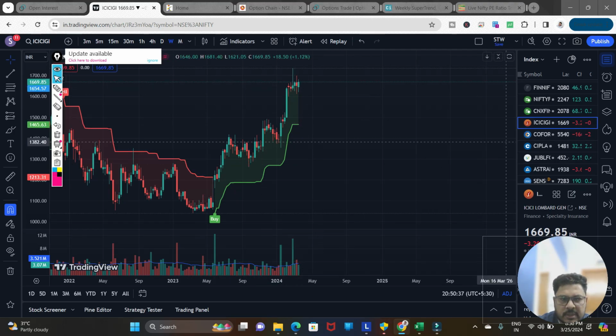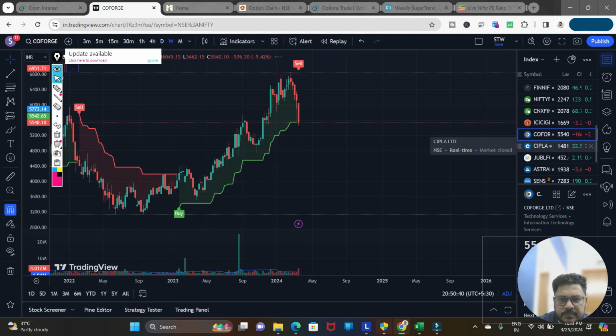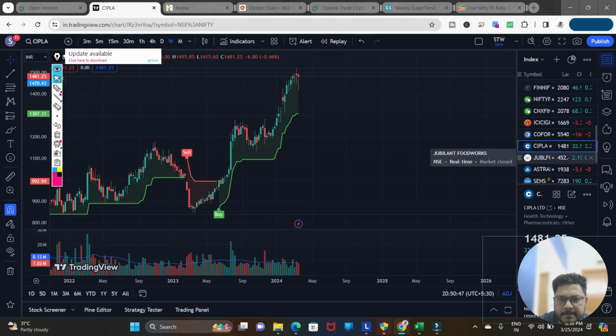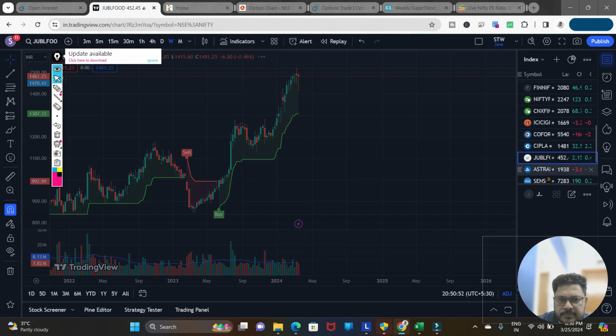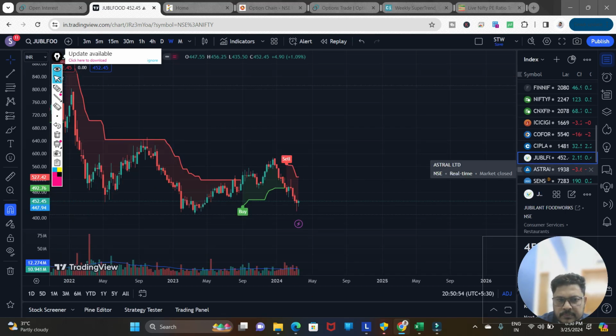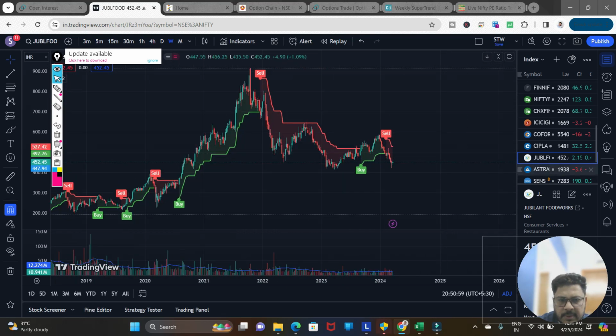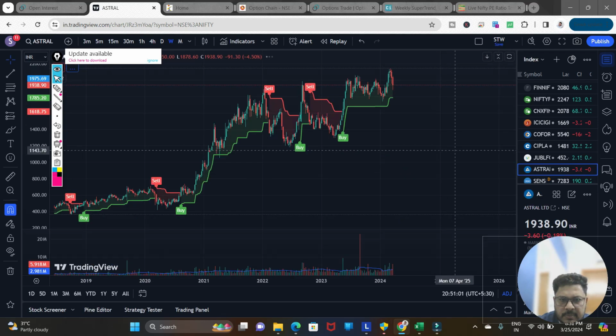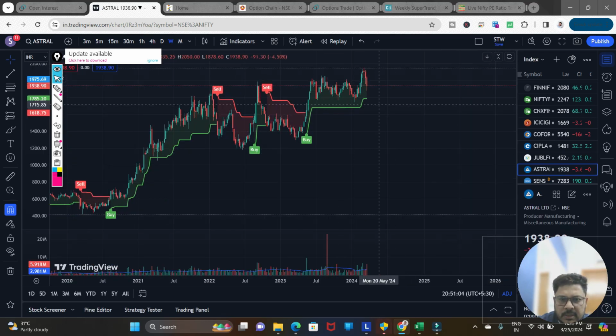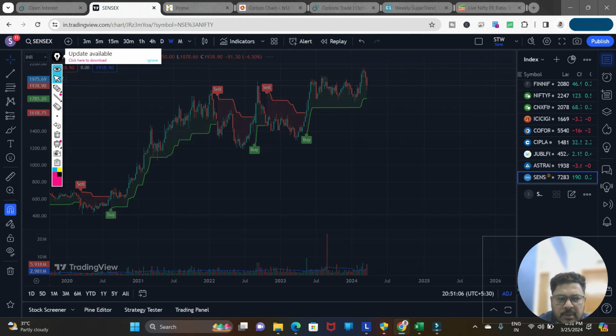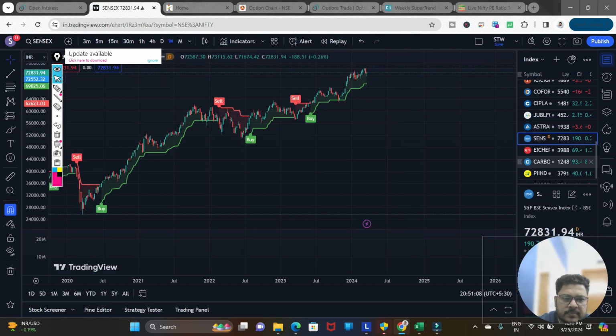This is also too much run. Coforge is breaking down. This closure is very important. Cipla is already in a bullish territory. Jubilant Foods is in a downtrend. Astral is okay. It has to hold this level, but not an investment option. Sensex is also holding good.